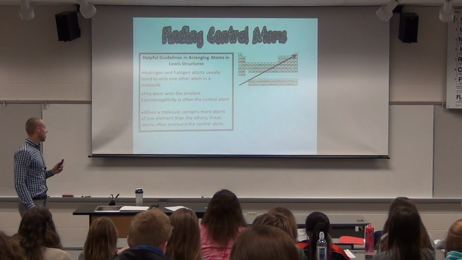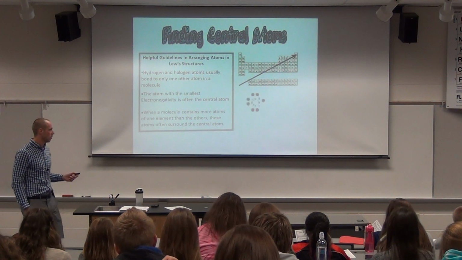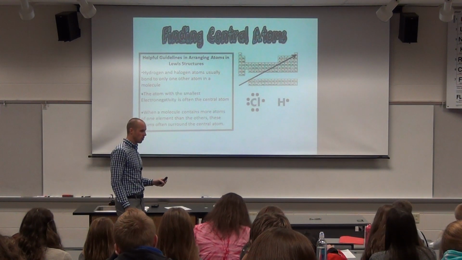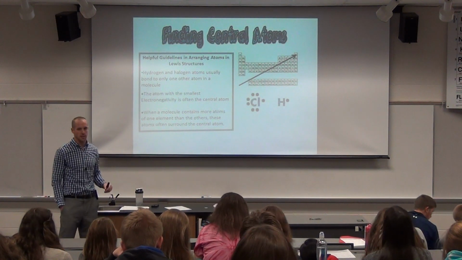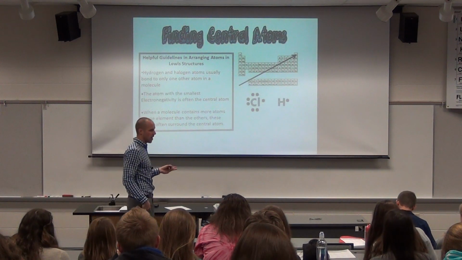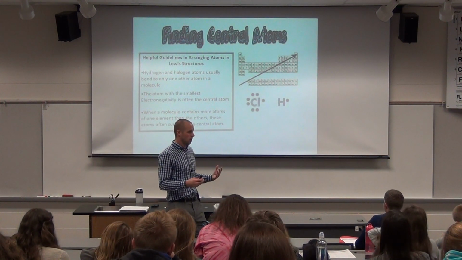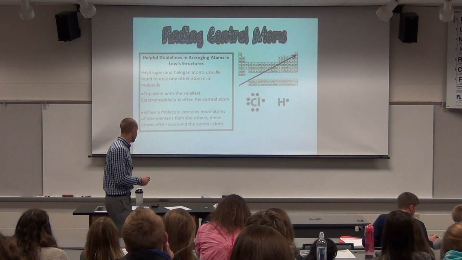The very first rule says hydrogen and halogen atoms usually bond to only one other atom in a molecule. So if you look at chlorine, it's a halogen. All the halogens look like that when we draw out their Lewis structure. You look at hydrogen, how many spots does each of those have to bond? One. That's why they're usually going to be on the outside of a molecule. They're not going to be a central atom because they're not going to be able to bond to more than one thing. That's pretty self-explanatory.